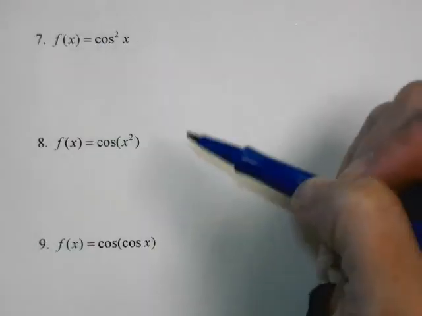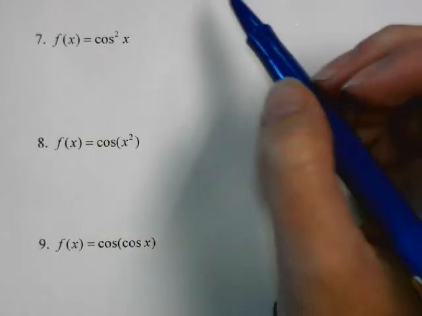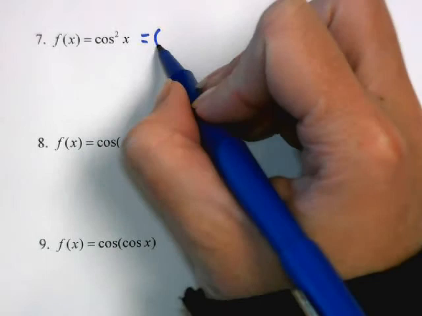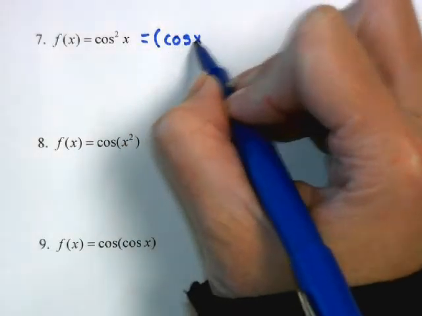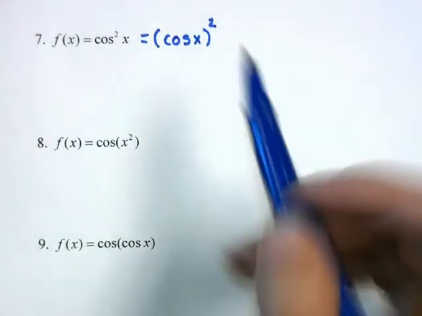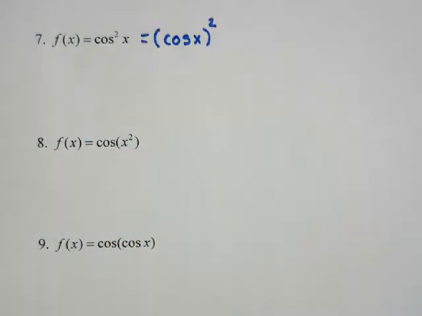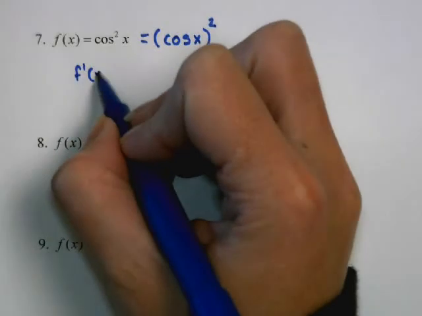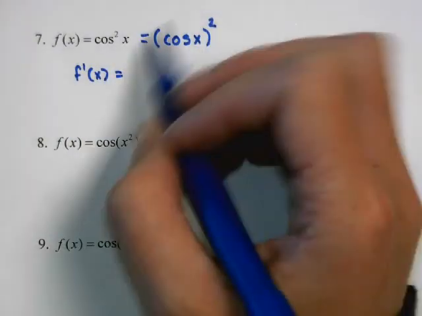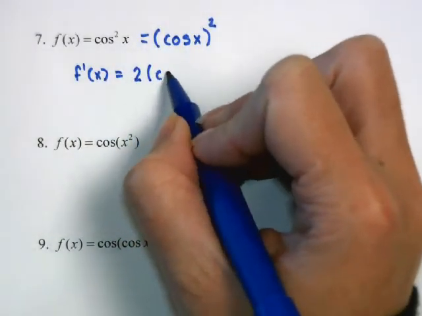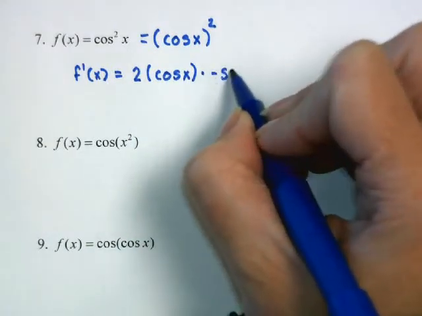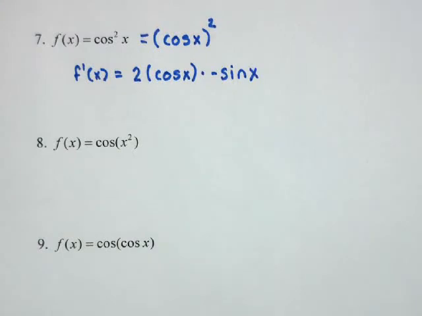This one's a little bit tricky because identifying the outside function versus the inside function, this notation makes it less obvious. But this notation is just the same as cosine of x squared. So even though the 2 is on the inside, the squared is actually our outside function. So the derivative here is going to be the outside function, so 2 times cosine of x times the derivative of the inside, which is a negative sine of x.